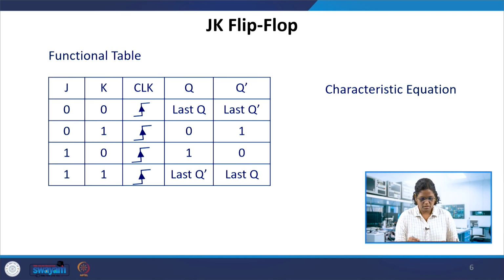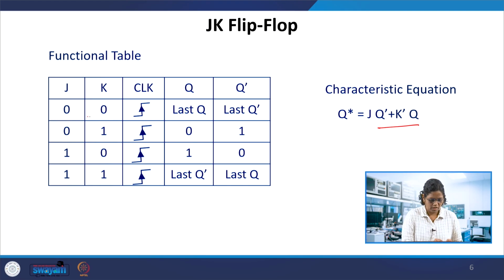So the JK flip-flop, similarly, the characteristic equation is Q star is J Q dash plus K dash Q, it's known, and its functional table, J and K, is positive edge triggered. Here is the clock, and J and K are 0, 0: the last Q and last Q bar are maintained. Okay, for 0, 1, Q becomes 0 and Q dash is 1. If it is 1, 0, Q becomes 1 and Q dash becomes 0. So for 1, 1, it is getting complemented: Q becomes the last Q dash and Q dash becomes the last Q.